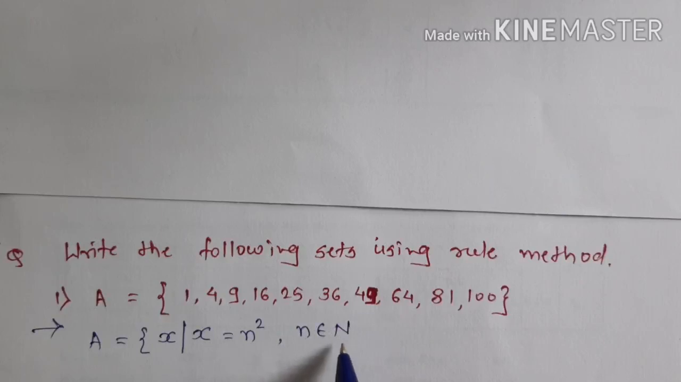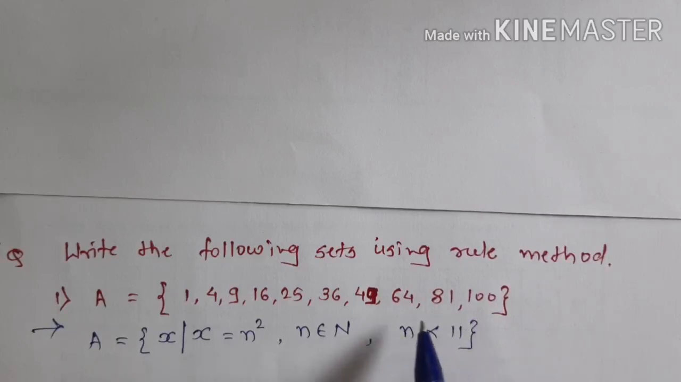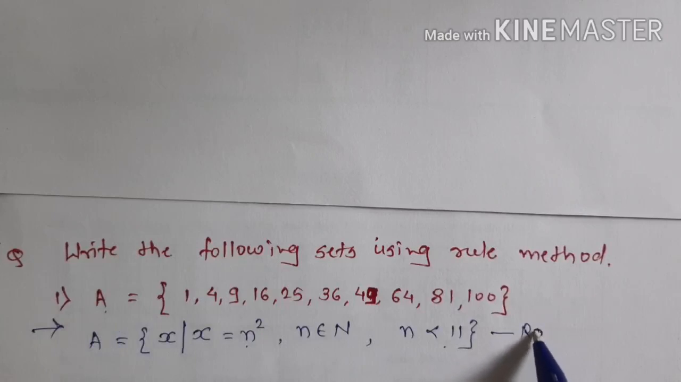So n is a natural number, and one condition is provided that the natural number must be less than 11. So n is less than 11, curly bracket complete. So here is the property. We need all those natural numbers which are less than 11, and we need their squares to have these elements. So the set A can be written in roster form, or by rule method, like this one.